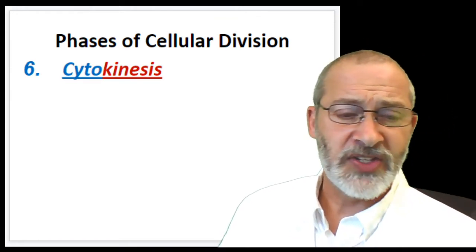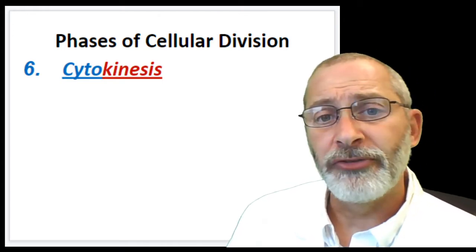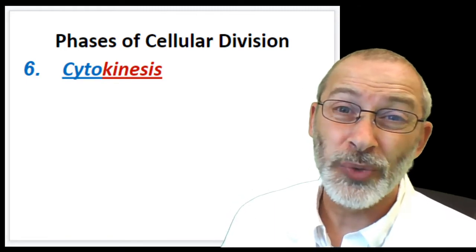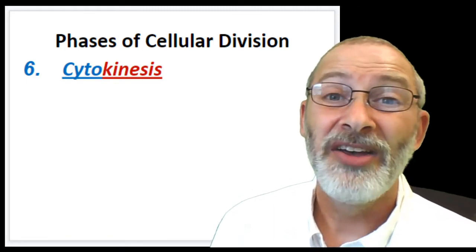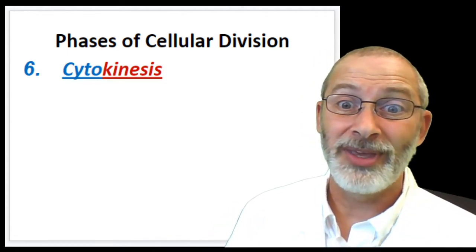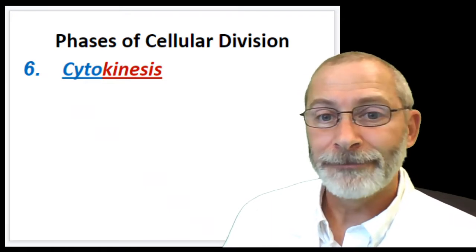That brings us to the sixth and final phase of cellular division, which is called cytokinesis. Cytokinesis sounds quite different from the previous five phases. Previous five phases were all called some type of a phase, right? They even had phase in their name. What's up with this? Well, let's break it apart. Let's dissect the word.